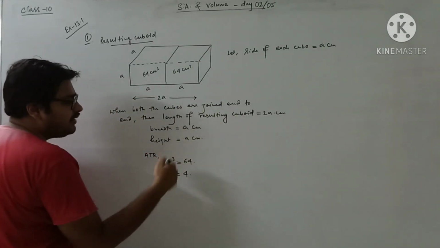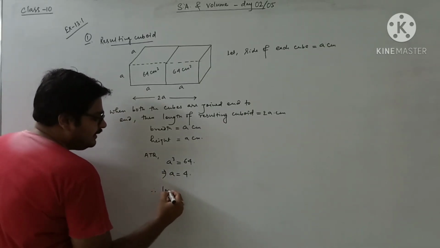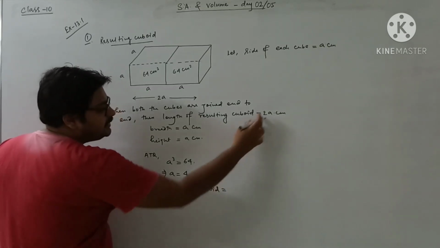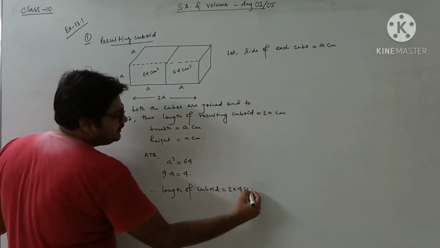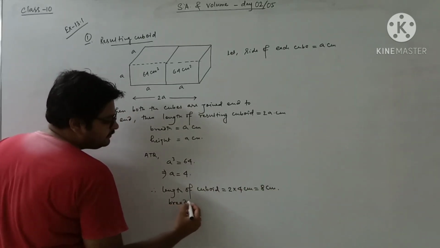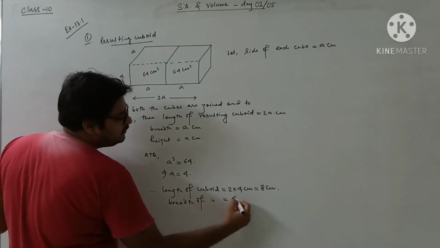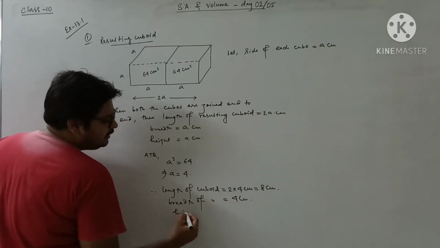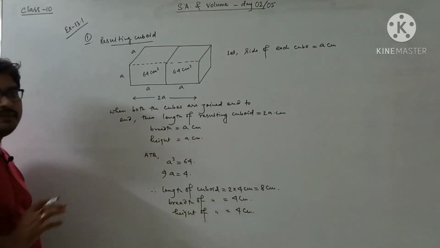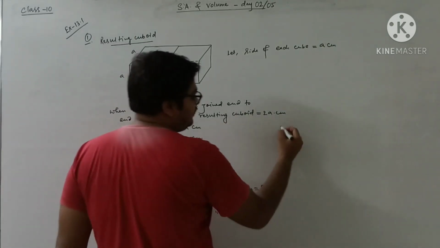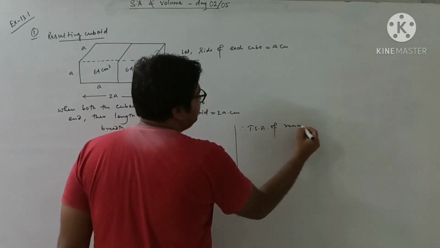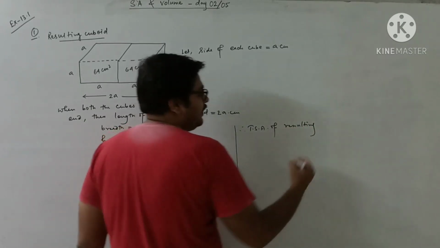Keep it like this and then you write, therefore length of cuboid 2a, that means 2 into 4 centimeter, that is 8 centimeter. Breadth of cuboid 4 centimeter. Height of cuboid 4 centimeter. So length, breadth and height we got. Now we can find out the total surface area. Therefore, total surface area of resulting cuboid.